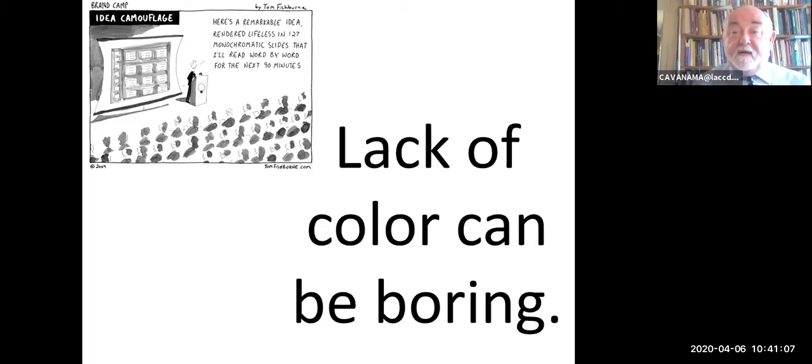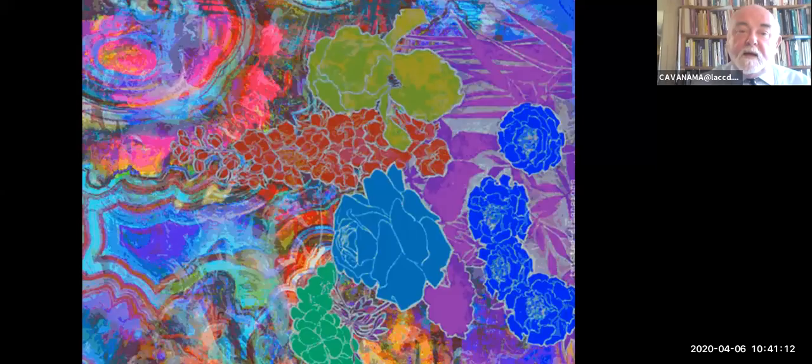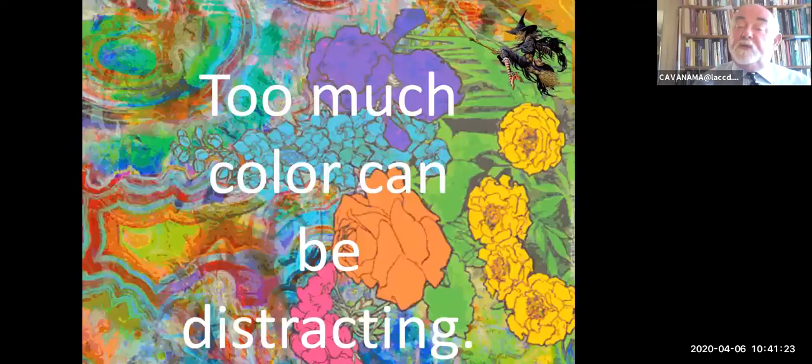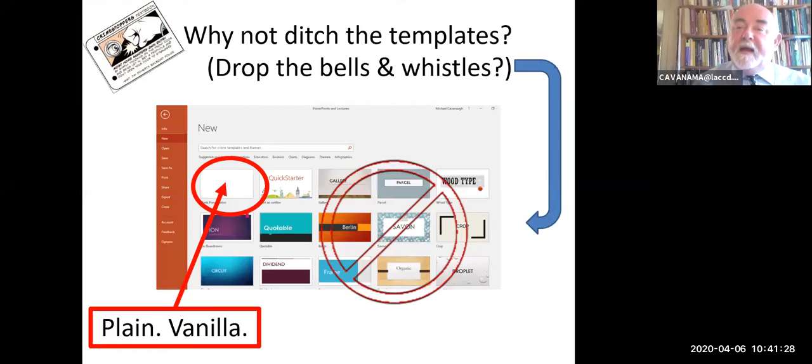But on the other hand, you can have a blooming, buzzing confusion. Too much color can be distracting. And if you use the bells and whistles, which is flying in and the screen's fading away, etc., also distracting. Here's a suggestion, another Dick Tracy. Why not just ditch the templates? Why not drop the bells and whistles? When you open your PowerPoint slides, go for plain vanilla. Don't go for the preset templates.